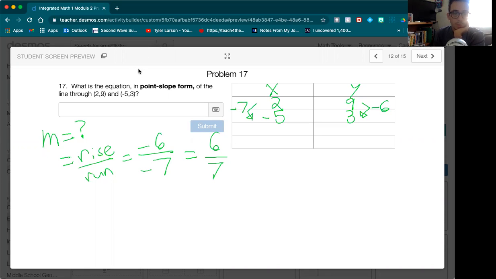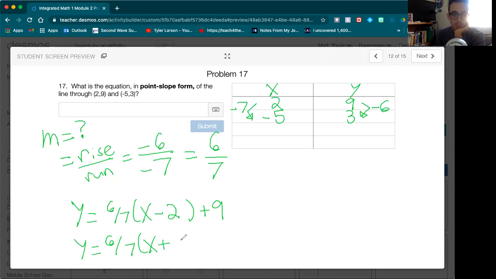Going for point slope form, you have 2 answers you can get. You could do y equals 6/7 parentheses x minus 2 plus 9. You could have also gotten y equals 6/7 x plus 5, because remember, this is opposite here. This is negative 5, but we need opposite inside parentheses. Then after it, just plus 3.